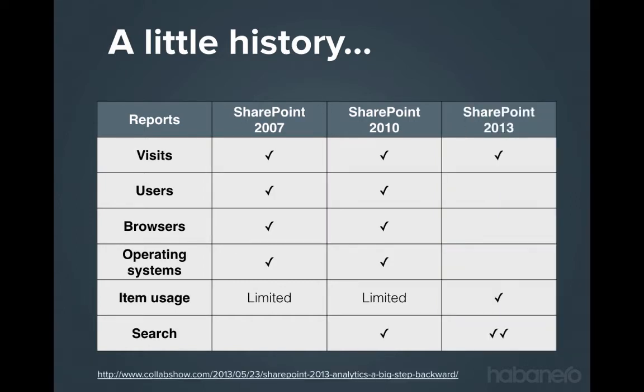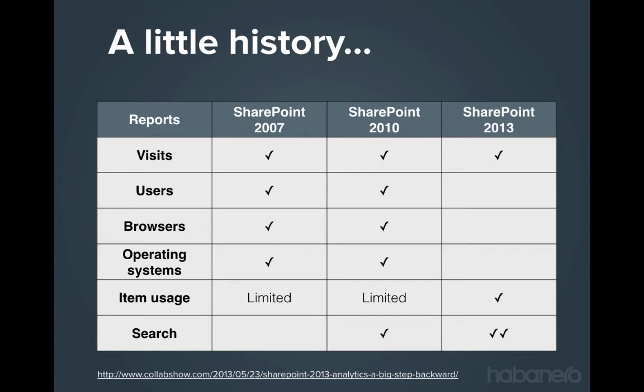However, when 2013 was released, it was actually a bit shocking. There were fewer out-of-the-box reports included in the platform. A couple of things, though, were a bit different. Item usage got a little bit better in 2013, and that helps with things like being able to report on the most popular documents, the most popular pages, and that sort of thing. As well, the search logs were enriched a little bit.